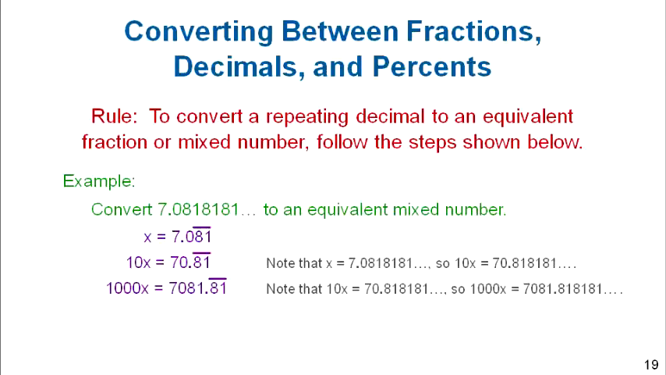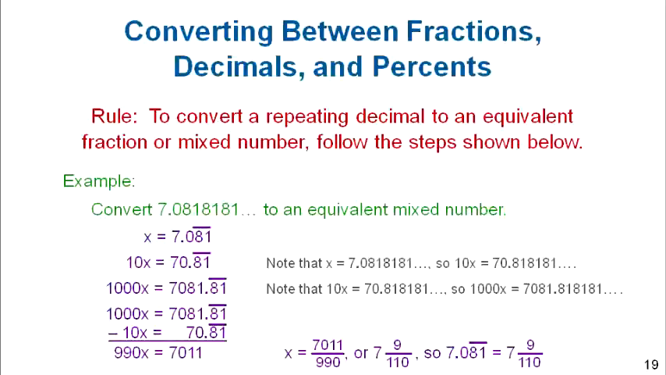Next, since there are two digits that are repeated, I will multiply both sides of this equation by 100. You should be able to see that this will move the decimal in the number to the right 2 places, and that 10x times 100 is equal to 1000x. Now, I can subtract these last two equations. 1000x minus 10x is equal to 990x, and 7081.81 with the 81 repeated minus 70.81 with the 81 repeated is equal to 7011. Finally, I will divide both sides of this equation by 990 and simplify my answer.